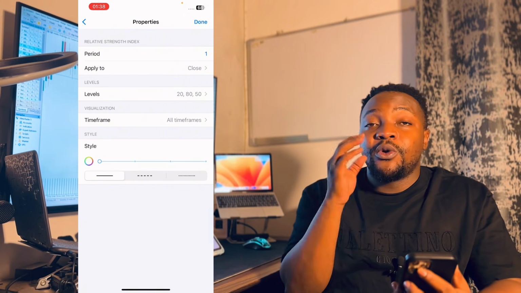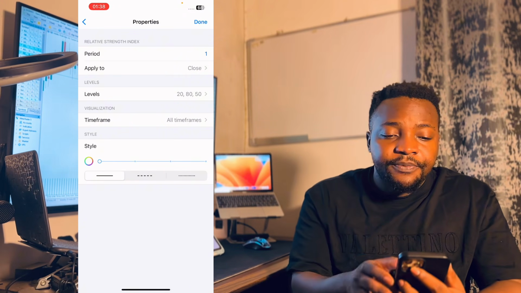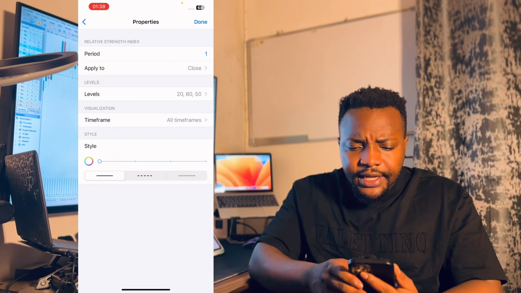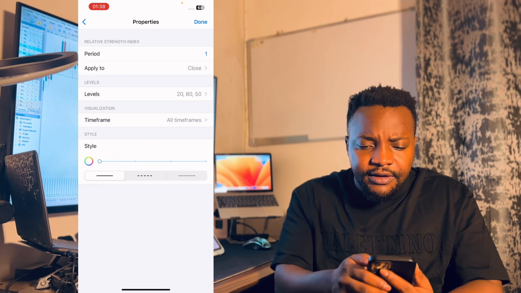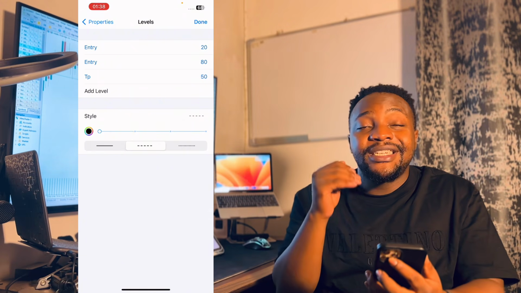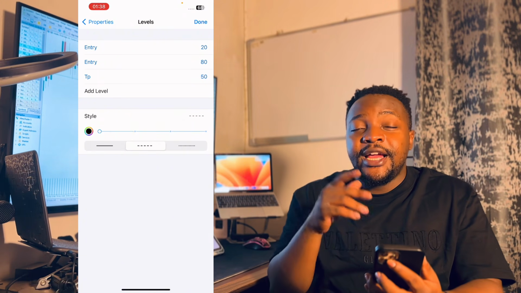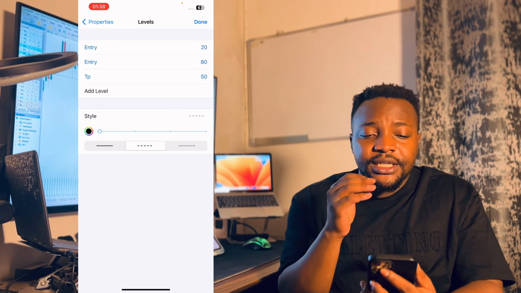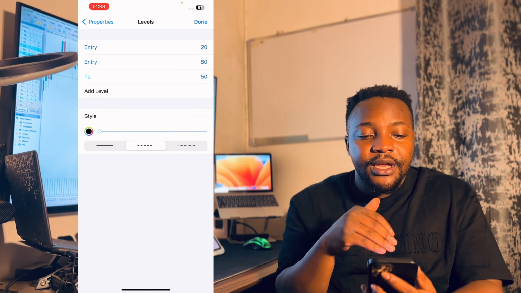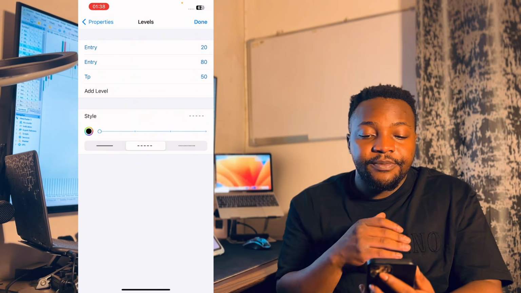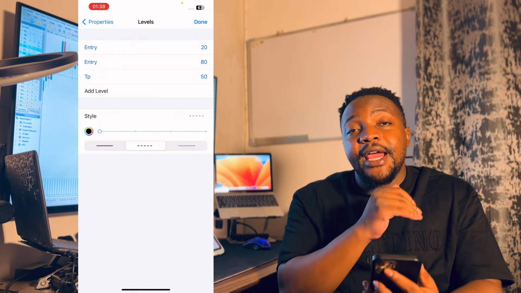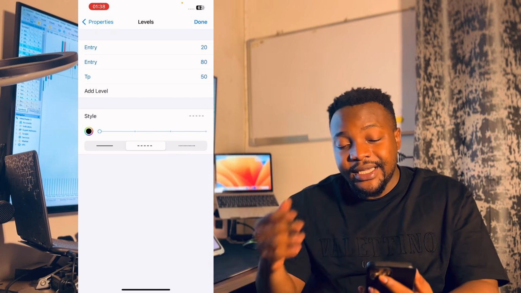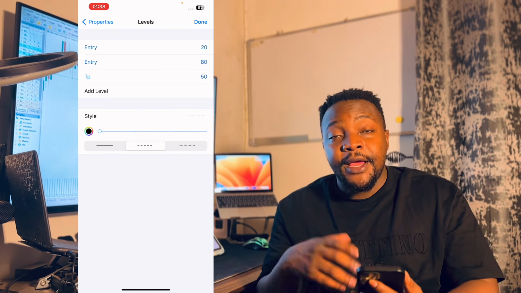Now, this indicator will have the following properties: a period of 1, apply to close, and we're going to have these following levels. We're going to need level 20, level 80, and level 50. And our level 20 is labeled as an entry, as well as our level 80. And then we have our level 50 as TP, which means take profit level. I'm going to show you exactly how you'll be able to use that as we proceed.